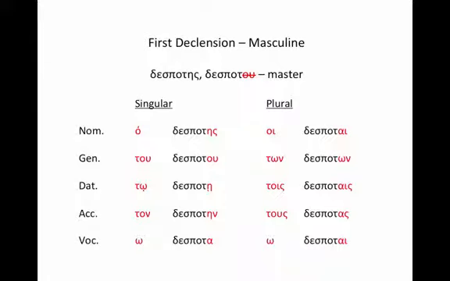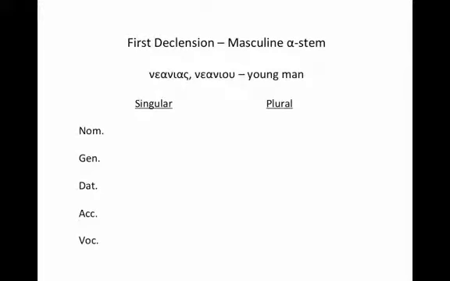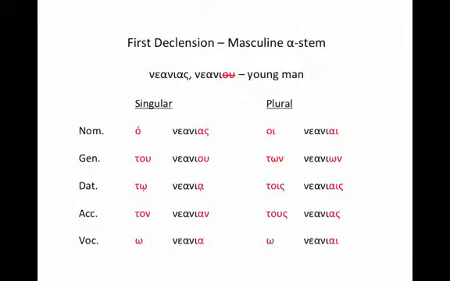Now in the first declension there are also alpha stem nouns, like neanias, neaniou, which is young man. And the only difference here is you still go to the genitive to get your stem, and we see that our endings, where we saw an eta before, we now see an alpha. So that's the nominative, the dative, and the accusative singular.